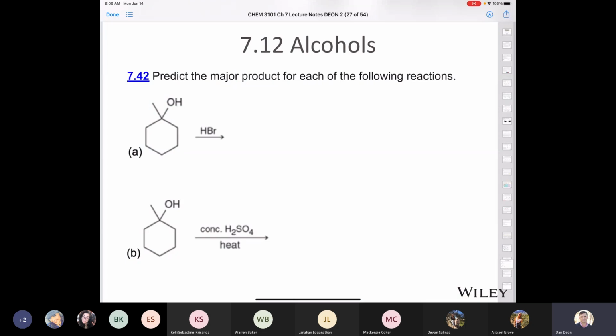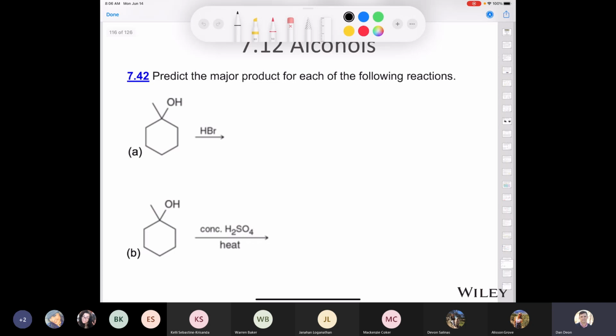Chemistry 3101. This is where we left off last week as we were talking about the chemistry of alcohols, and we looked at substitution and elimination reactions of alcohol. It says predict the major product for each of the following reactions. Well, we know that when we take a tertiary alcohol, and that's what this is, so let me get my red pen here. We have a tertiary alcohol, and we're treating that with HBr.